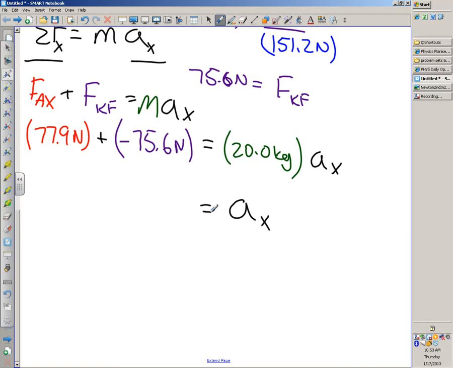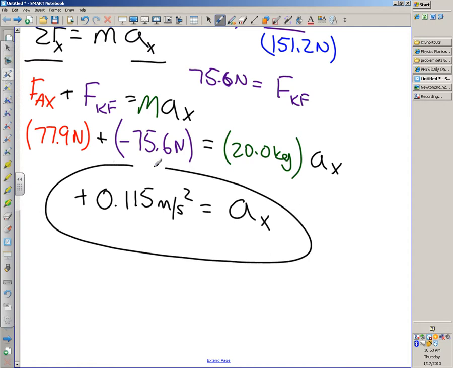And so we should end up with something pretty small, right? What is it? 0.115. Technically we should, because the direction is in the positive direction on the x-axis. Yeah, technically we should. So, okay. And that's our acceleration along the x-axis.